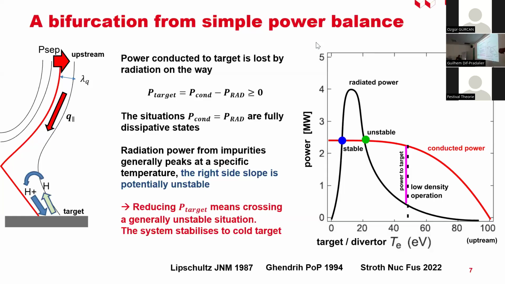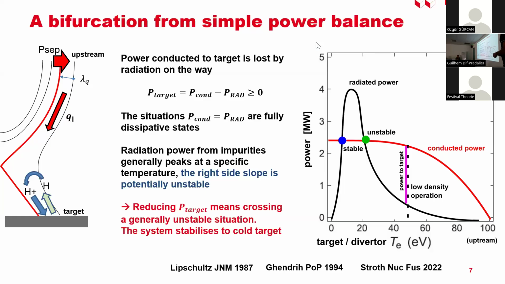In the same graph, assuming that the upstream temperature is 100 eV, the red curve shows the conducted power to the target. So if the target temperature is hot, let's say 80 eV, the gradient from target to upstream is small, and the conduction depends on the temperature gradient, so the heat conduction is small, and it increases up to a certain value when the target is cold.